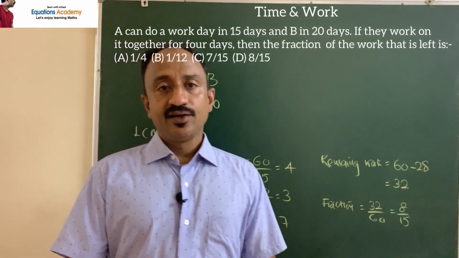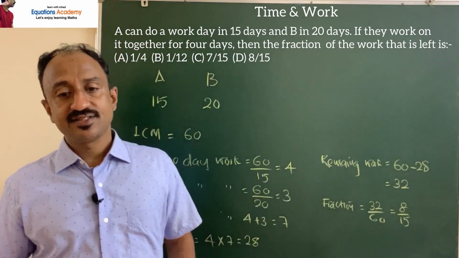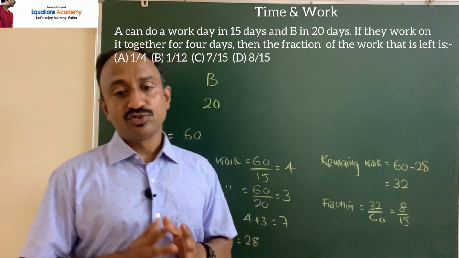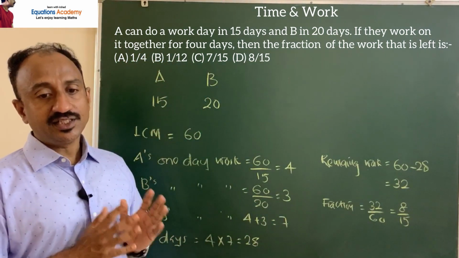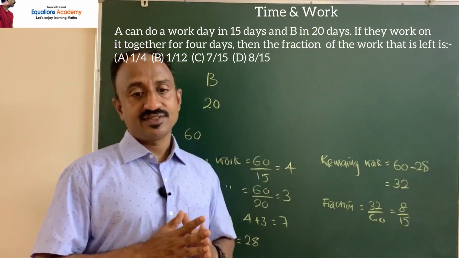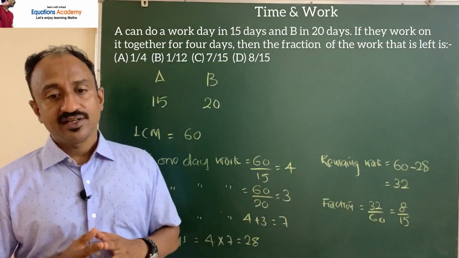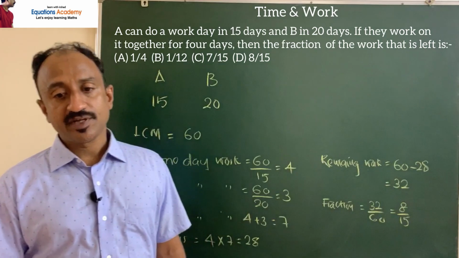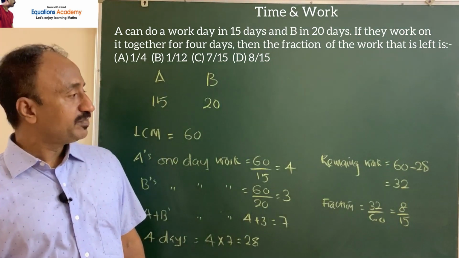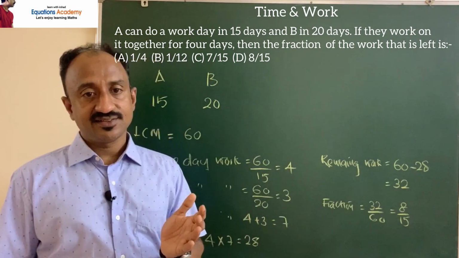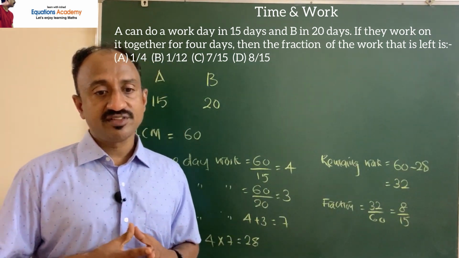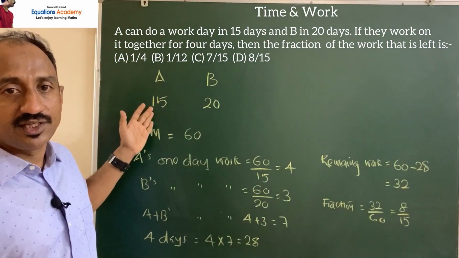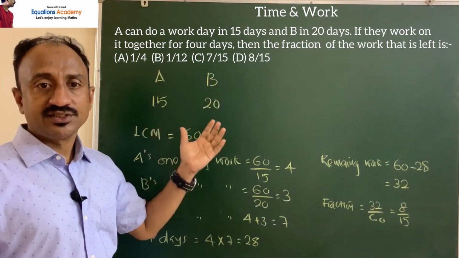Next question. A can do a work in 15 days and B in 20 days. If they work on it together for 4 days, then the fraction of the work that is left is, there are options: A 1 by 4, B 1 by 12, C 7 by 15, D 8 by 15. Here the question is a little different. Here what is given? A can do a work in 15 days and B can do it in 20 days.